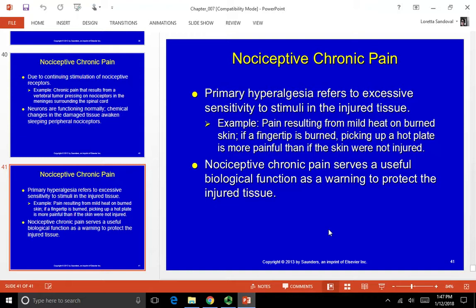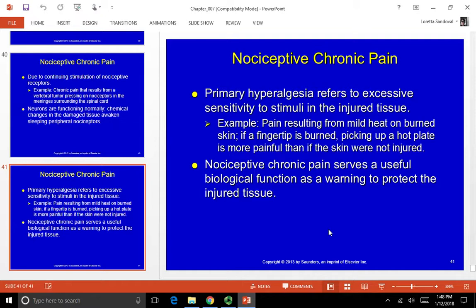Another one that I think probably a lot of us have experienced is you get a sunburn, and you think you're feeling a little bit better, and you go, I'm going to take a warm shower. You get in there, and it feels scaldingly hot. Your tissue is more sensitive to the stimulus of the warm shower, and probably while you're still sunburned, you might want to take a cool shower. But it's that hypersensitivity to stimuli in the injured tissue.